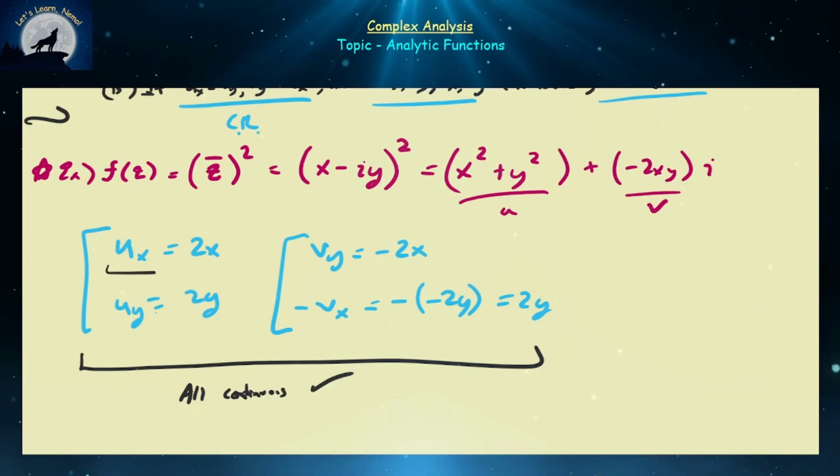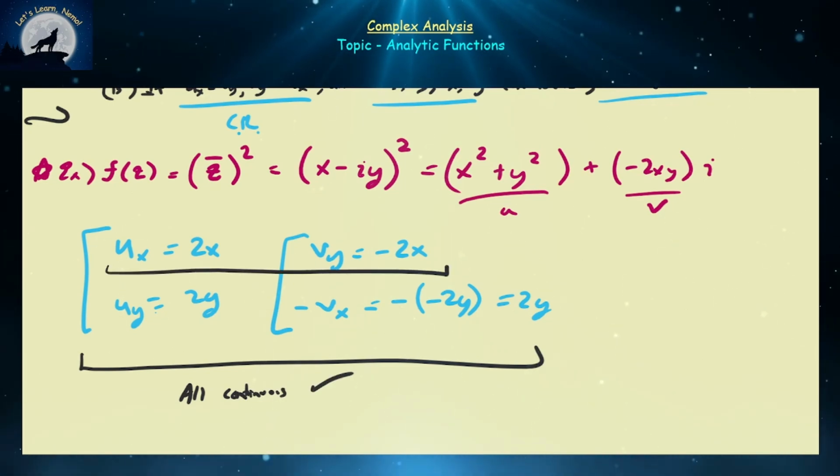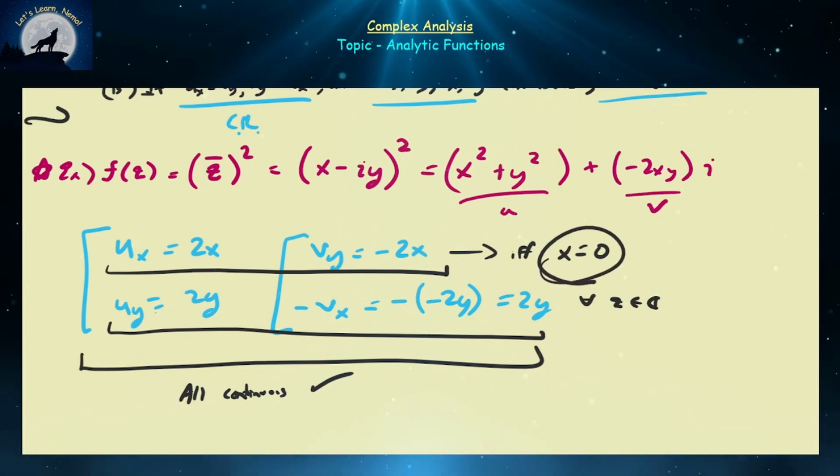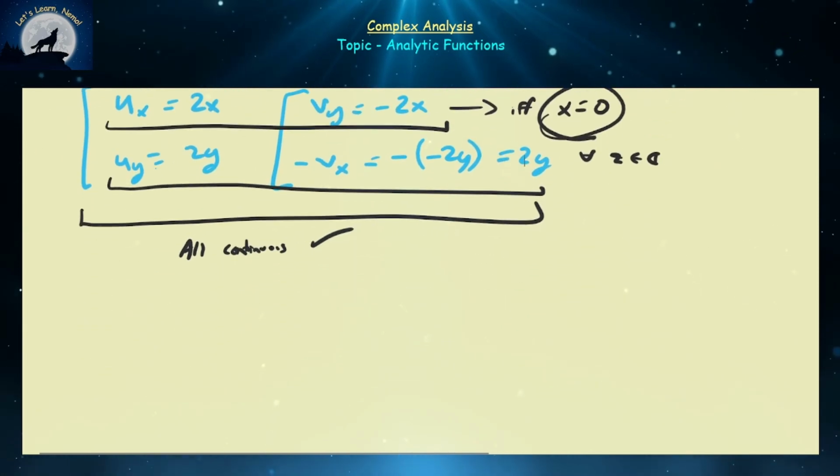Now notice that ux and vy are only equal to each other if and only if x is equal to 0. Right? But notice that these are true for all z. So the only case where this function will be differentiable will be when x is equal to 0. Right? So where is that going to be located?